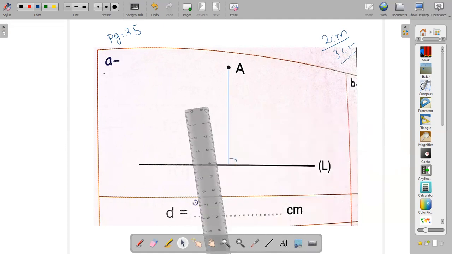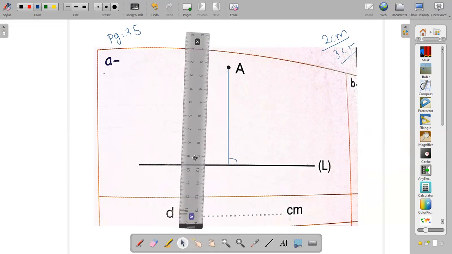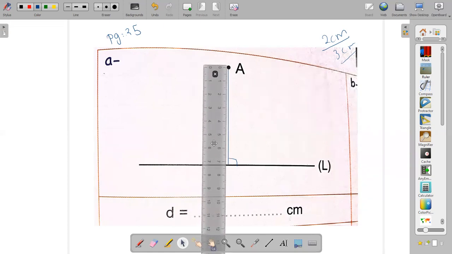I will put the 0. Did you see here the 0? Look, we have 0, 1, 2. It should be at the point A. So 0 has to be at the point A. So look here, 0 is at the point A, till I reach the line L, this line. So from here till here, till the line L, it's how much? Look, 0, 1, 2, 3, 4, 5, 6, 7.